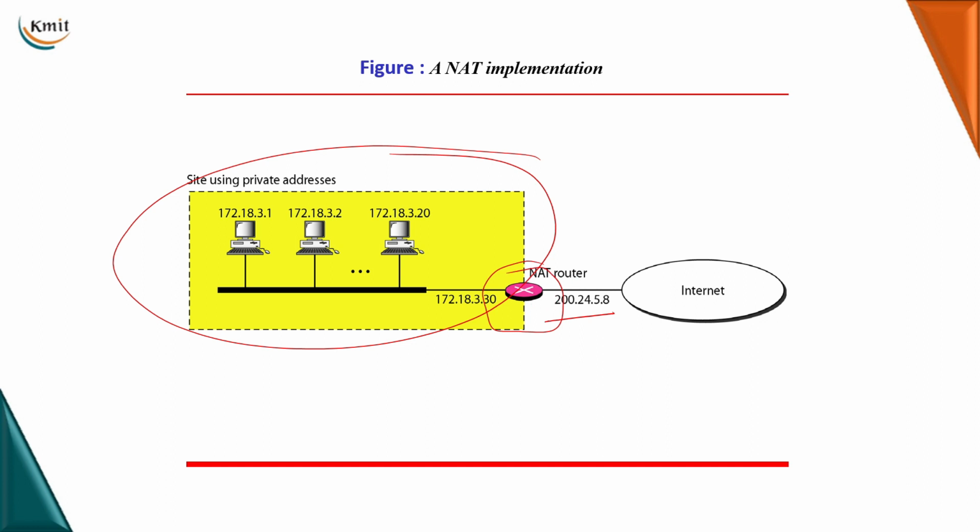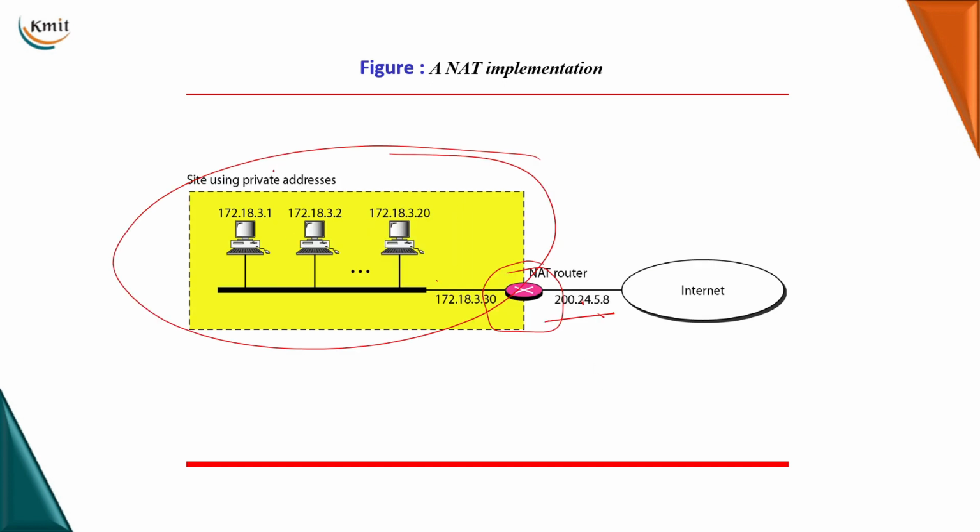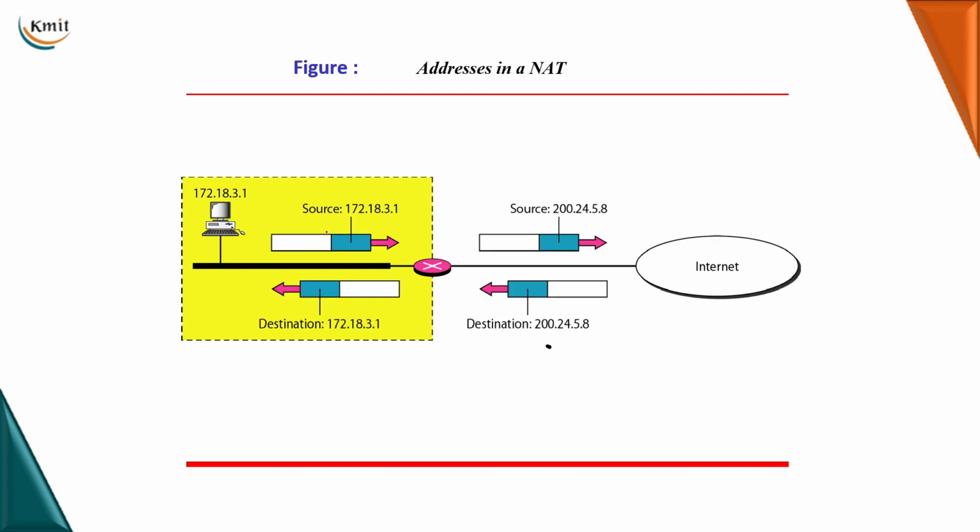This router's job is to convert a private address to a public address and a public address to a private address. See here, if a particular device, this one device I am taking, wants to send a datagram or a packet to a device on the internet, it will give its own IP address, that is the private IP address, in the source address. But will the private IP address be accepted on the internet? No, the private IP address will not.